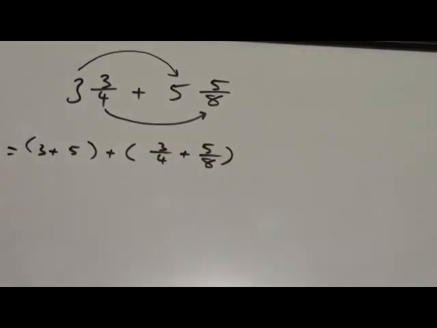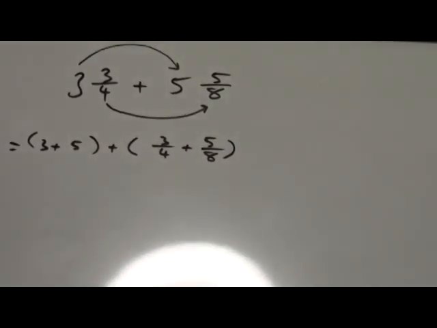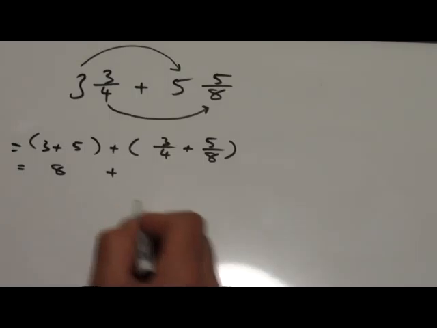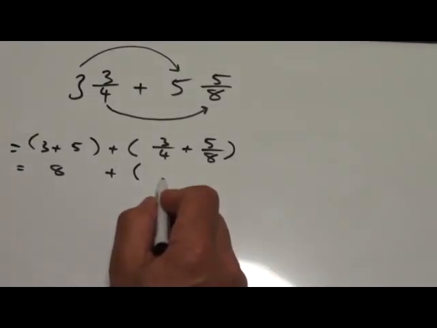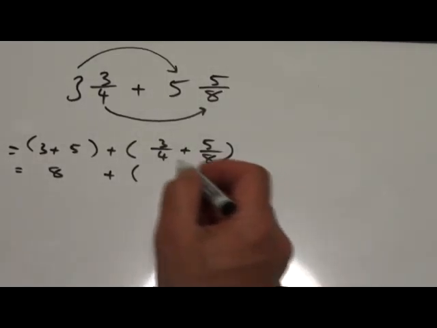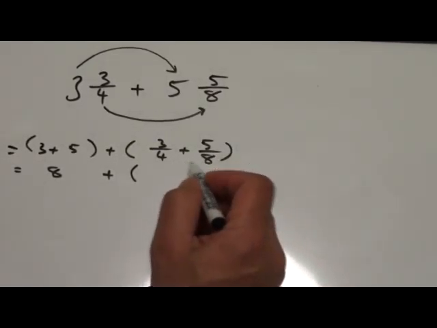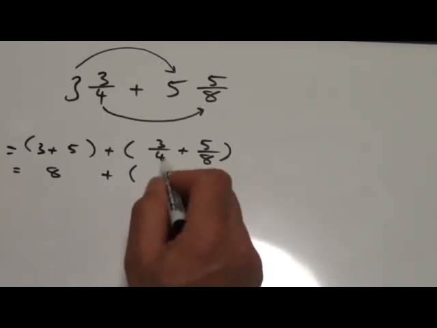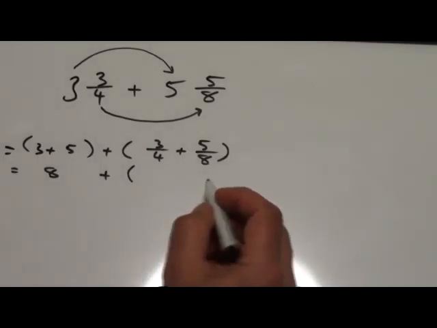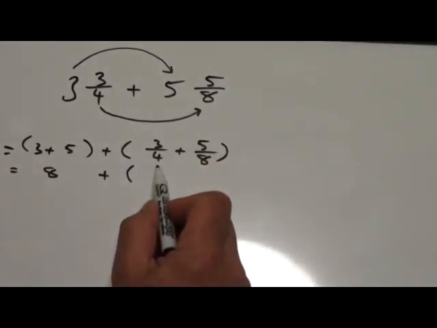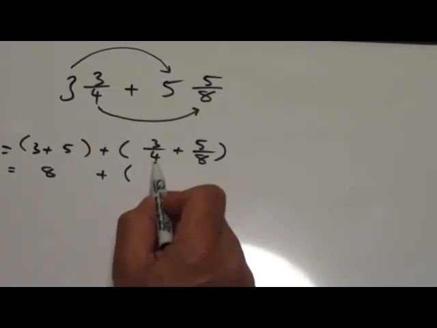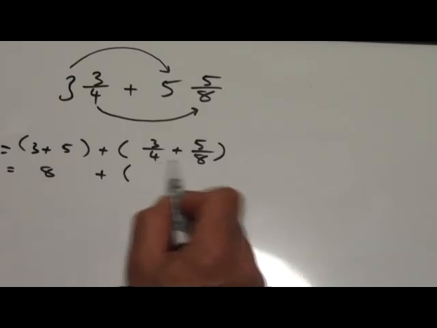5/8. So now we can do these separately. 3 plus 5 is 8, plus you can do the fractions separately, or you can do it all on the same common denominator. Now in this case, we don't need to multiply the two denominators together to get the common denominator. I can, it wouldn't be wrong, but I just want you to see that you can change the denominator of the 3/4 to be, you can change the 4 to be an 8. Then you'll have a common denominator.